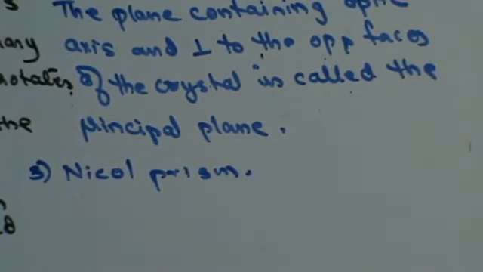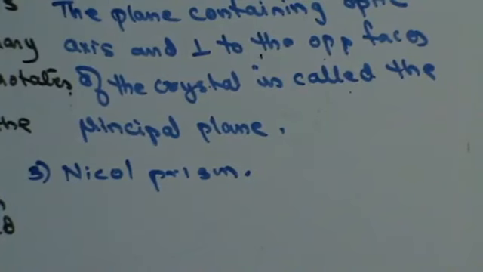Now, a Nicol prism is a device which is used to produce and analyze plane polarized light. This particular device was designed by William Nicol in 1928. Now, how did he make this, and what is so specific about it that it is used for producing and analyzing plane polarized light? The underlying principle of Nicol prism is that one of the two refracted beams in a doubly refracting calcite crystal can be eliminated by total internal reflection.